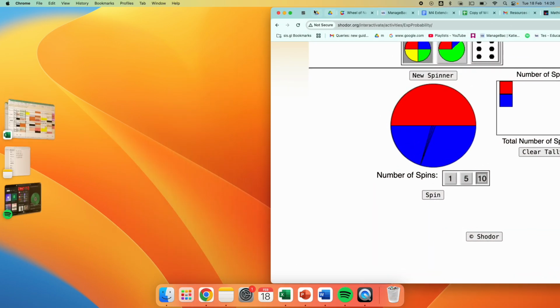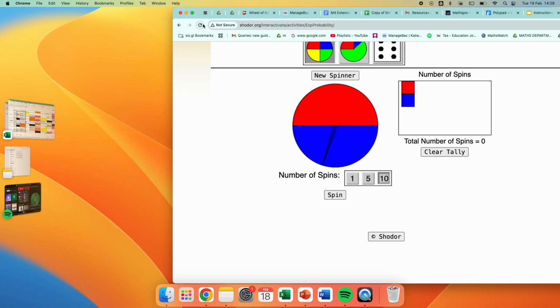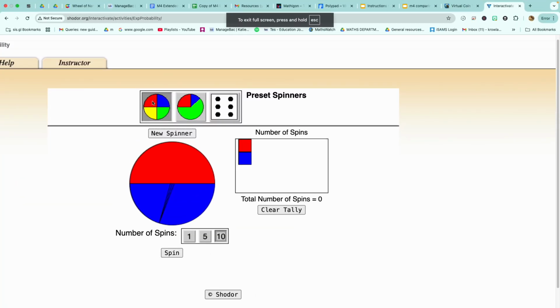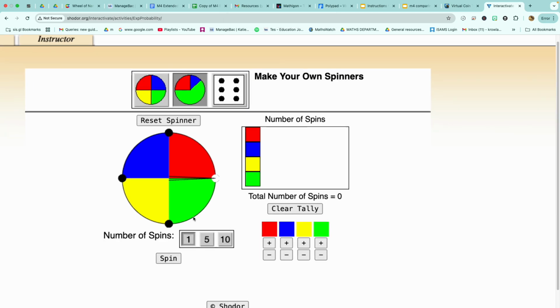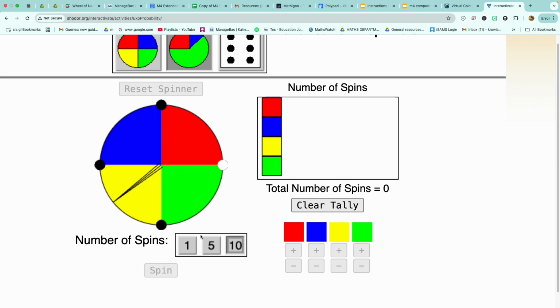So we're going to talk about what happens when you repeat an experiment. Let's say that we have a spinner, and I am going to choose the spinner that looks like this. You can see there are 4 different colours. Let's say I spin it 10 times. This is taking quite a long time to spin, but you can see that this is an experiment.